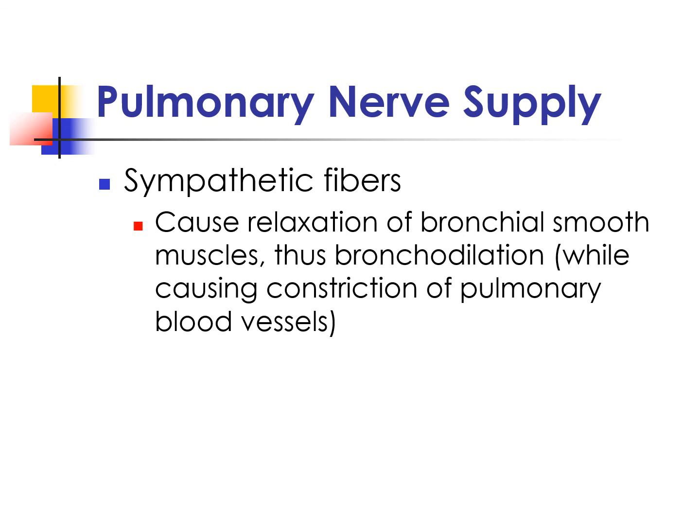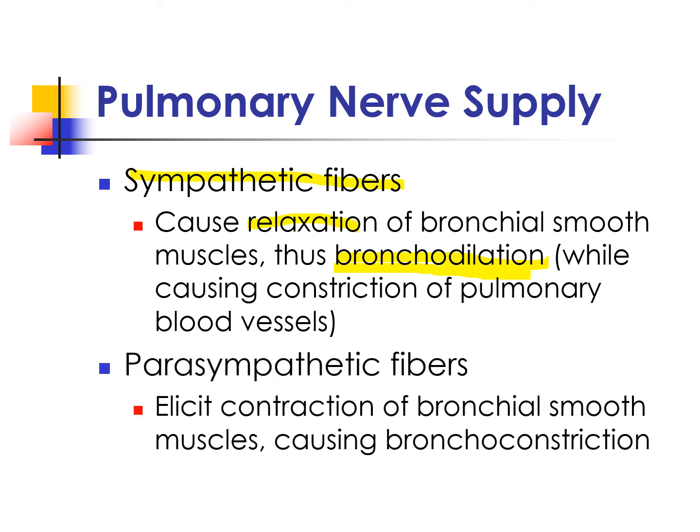So, pulmonary nerve supply. We have the sympathetic fibers. It causes relaxation of the bronchial smooth muscles, thus bronchodilation occurs. While bronchodilation is happening, the pulmonary blood vessels constrict. For the parasympathetic, it elicits contraction of the bronchial smooth muscles causing bronchoconstriction.